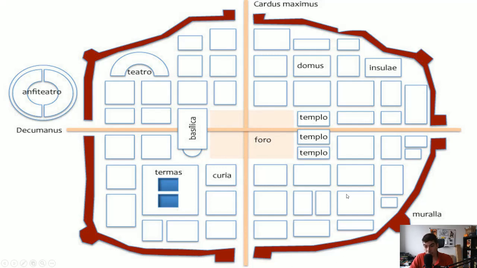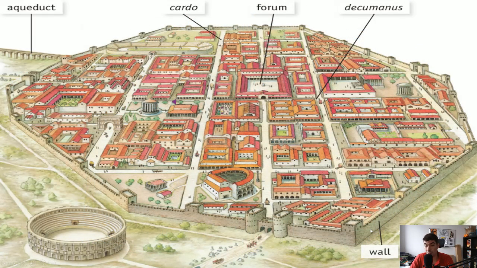A grid, cuadrícula, okay, all these terrains are squared, and they have two main streets, Cardo and Decumanus, okay? North to south, east to west. In the middle, where they intersect, a big square called the Forum, El Foro, and the most important buildings were located next to the Forum. For example, the Basilica, the temples, and so on, the Curia. And the two types of houses, the domus and the insulae, and all of the city was surrounded by a wall.